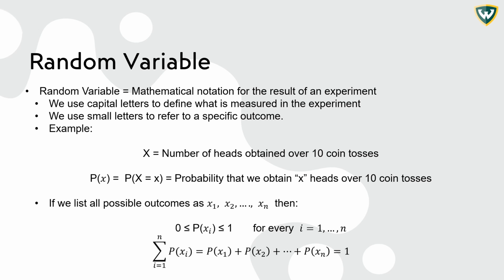There are some important properties for discrete random variables that we need to pay attention to. The probability of any specific outcome, for example 0 heads or 1 head, must lie between 0 and 1. This makes sense because a probability can never be less than 0 or greater than 1. The sum of the probabilities for all possible outcomes of a random variable must equal 1. This is because, in any experiment, one of the possible outcomes must occur, so the total probability for all possible outcomes must be 100%, or 1.